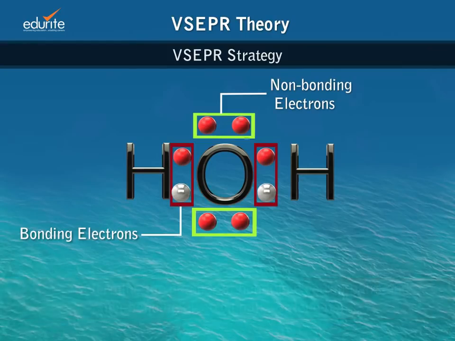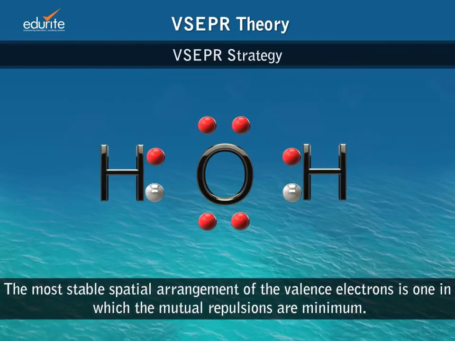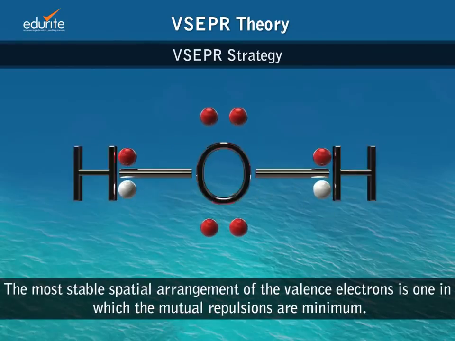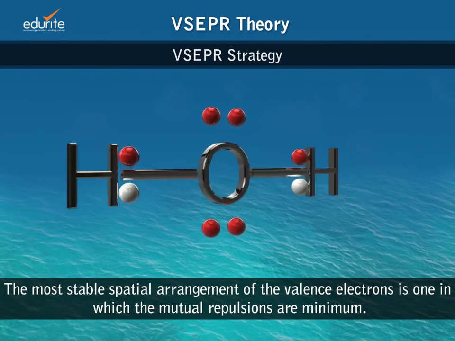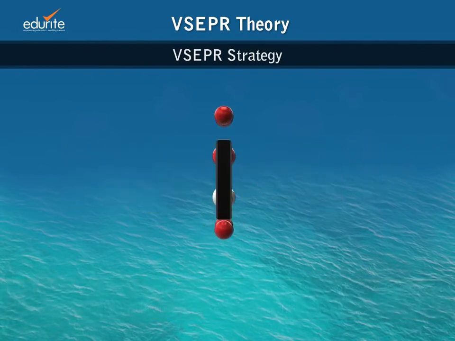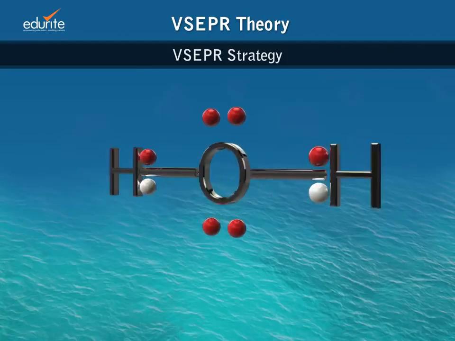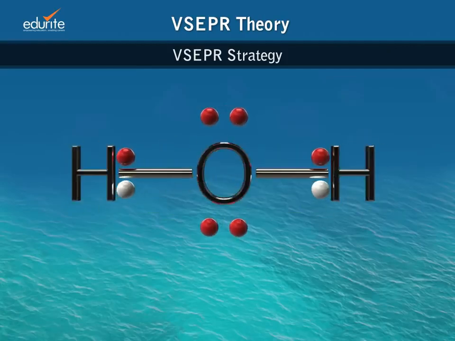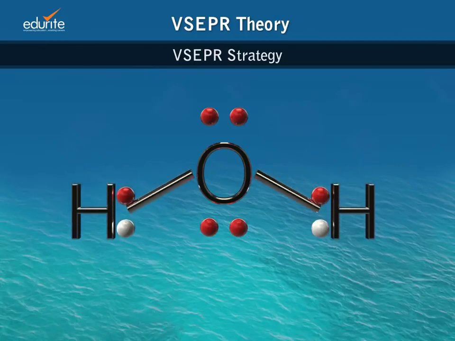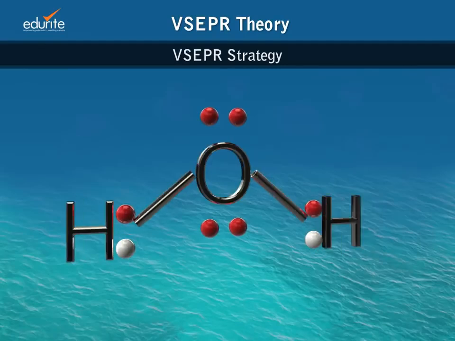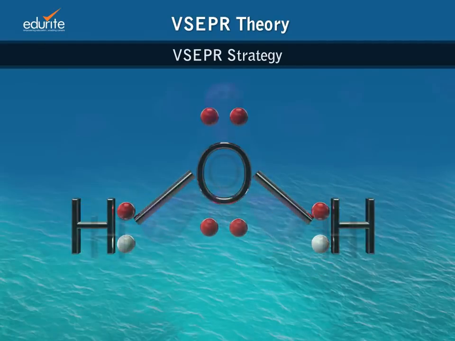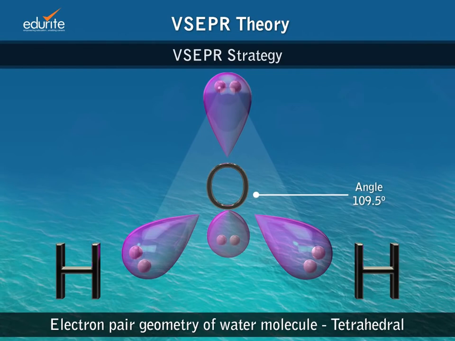A water molecule has 2 bonding and 2 non-bonding electron pairs surrounding the central atom, making a total of 4 electron pairs. The most stable spatial arrangement of the valence electrons is one in which the mutual repulsions are minimum. Remember that if there are 4 electron pairs around the central atom, the electron pairs experience least repulsion when the arrangement is tetrahedral. So, arrange the 4 electron pairs around the oxygen atom in a tetrahedral configuration.